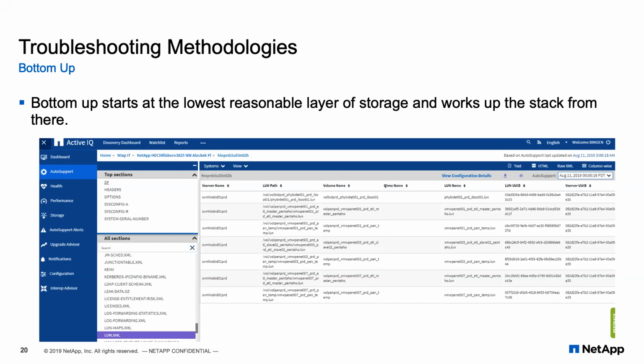Is it mapped to the right initiator? Remember when we looked at iGroups in Active IQ? Does the port set allow the right targets? Do reporting nodes allow the right nodes? And so on until you start working out from storage nodes to switches and finally to hosts.